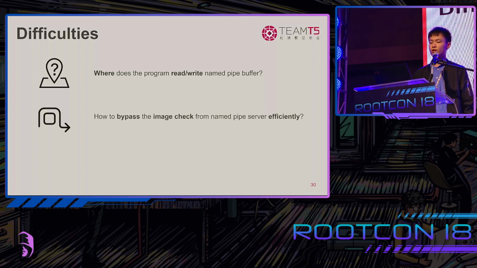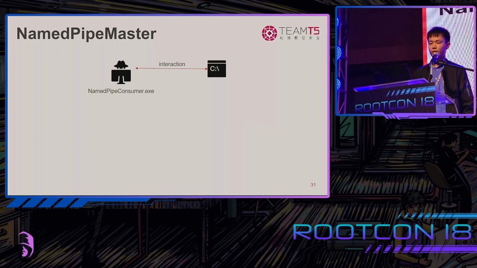Secondly, if a software's named pipe server uses the Windows API GetNamedPipeClientProcessId to verify the named pipe client, how can an attacker bypass this check quickly? Lastly, how can we test impersonation vulnerabilities automatically? Okay, there are three questions that I have to solve. So I created a tool called NamedPipeMaster. My tool includes the following functionalities.